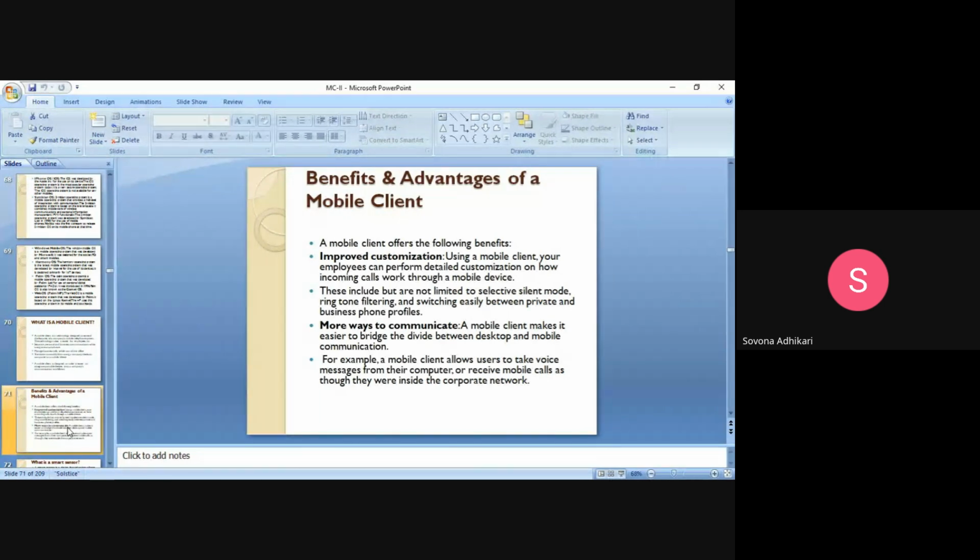Suppose you are in a corporate network, and this mobile client, which is a technology, allows the user to take voice messages from their computers or receive mobile calls as though they are inside the corporate network. You are not sitting in your seat in front of the desktop, but you can manage to take the voice messages from the computers, or you can also receive the mobile calls which come to your computers.